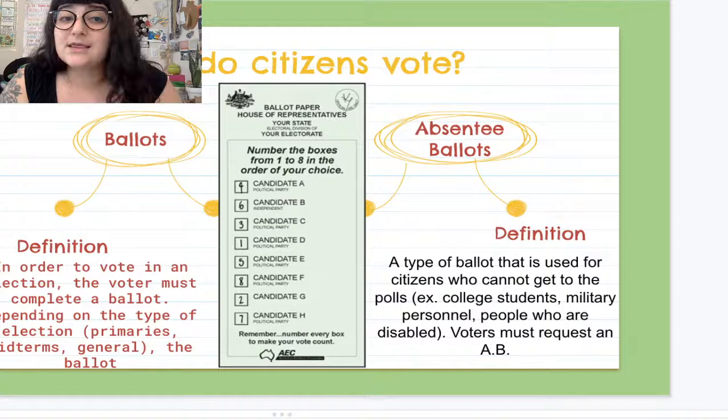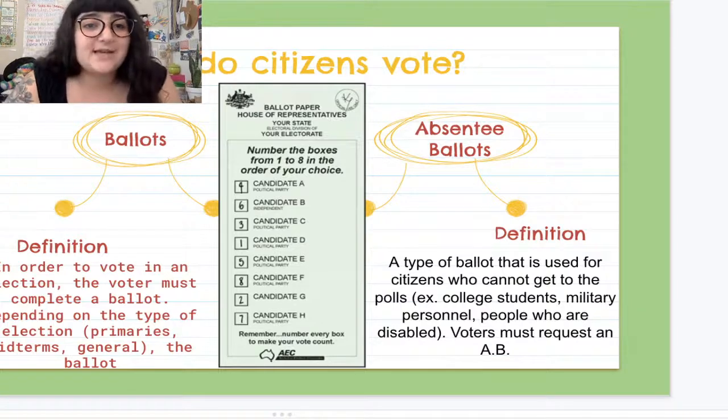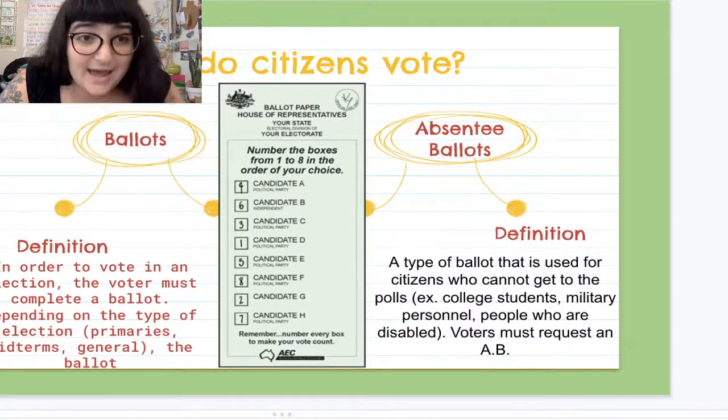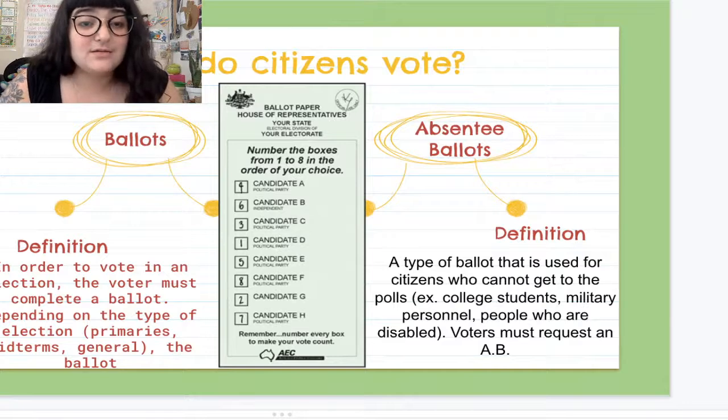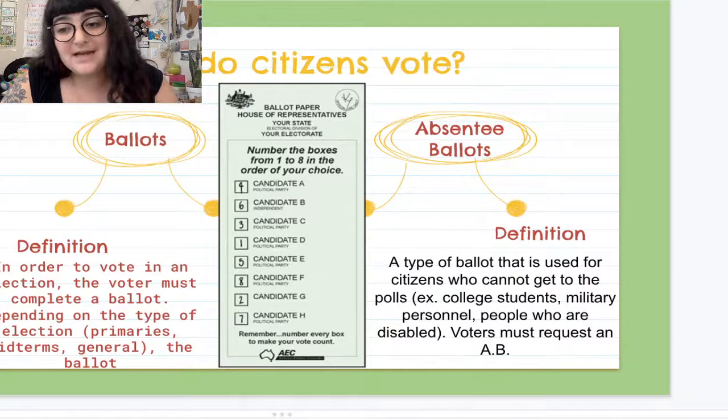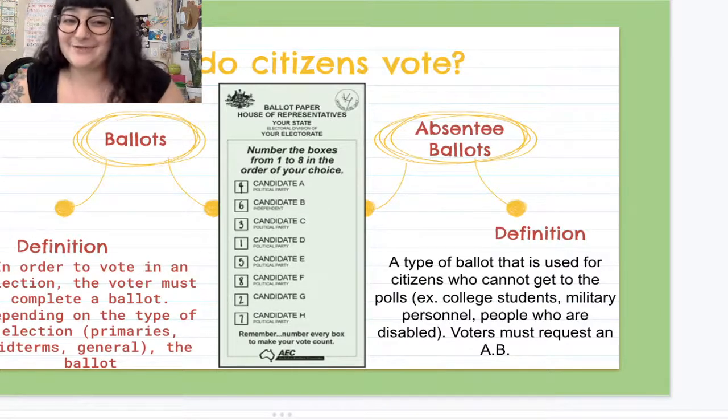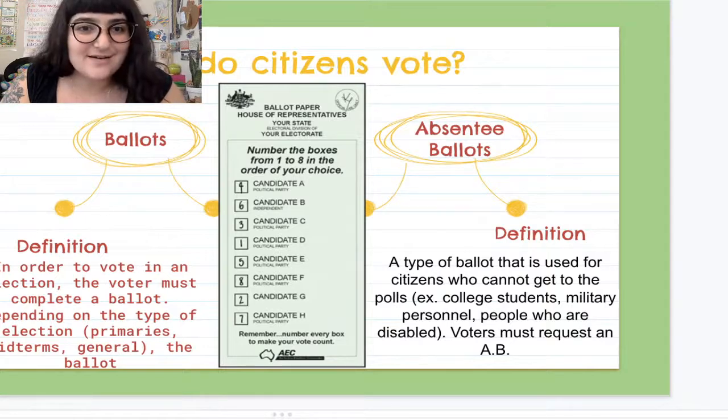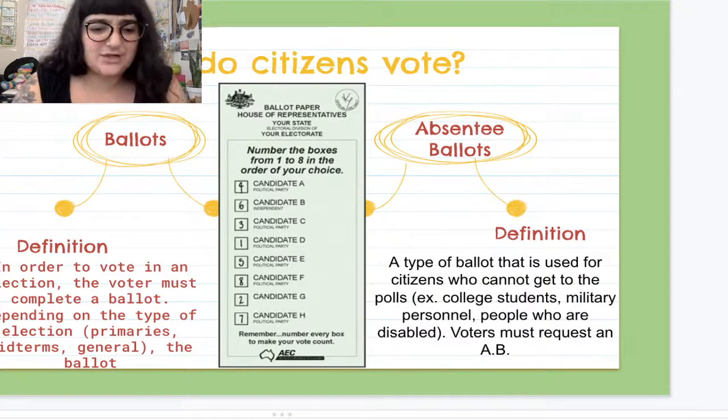So a lot of people are casting their ballots by mail, which the accurate term for is an absentee ballot. Many of us might know how our families are voting. So part of your exit ticket for today is asking your parents, are you voting in person or are you voting absentee by mail? It's another great question to ask the adults in your life.